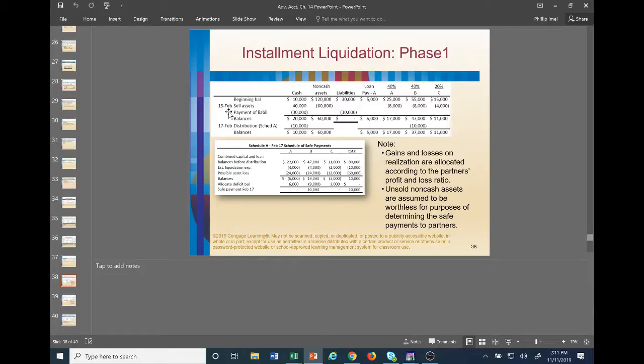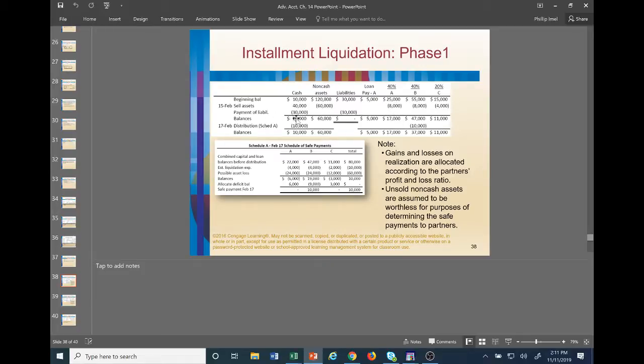Once again, on February 15th, we sold assets. We incurred a loss here. We received $40,000 cash. The non-cash assets on the books were valued at $60,000 of book value, so we incurred a $20,000 loss. Once again, allocate it to the partners relative to their profit and loss percentage ratios.